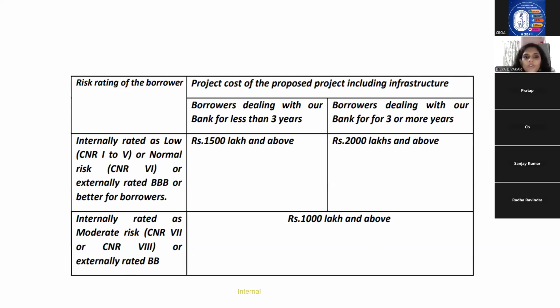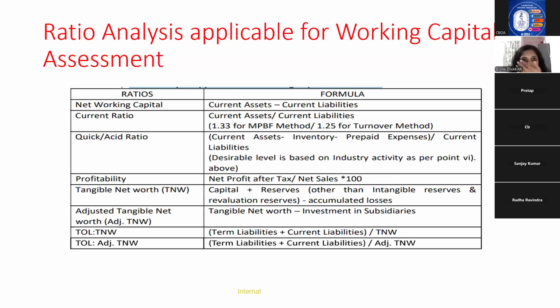If it is an existing customer, first you have 2 classifications, basically whether they are internally rated with a better rating or not. A better rating means low or normal, or if it is externally rated triple B or above, if they are dealing with us for less than 3 years it means 15 crore and above, more than 3 years means 20 crore and above, internally rated as moderate means 10 crore and above.